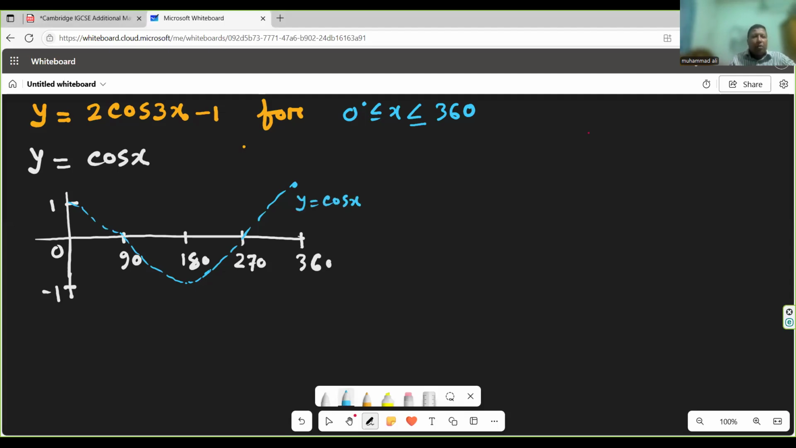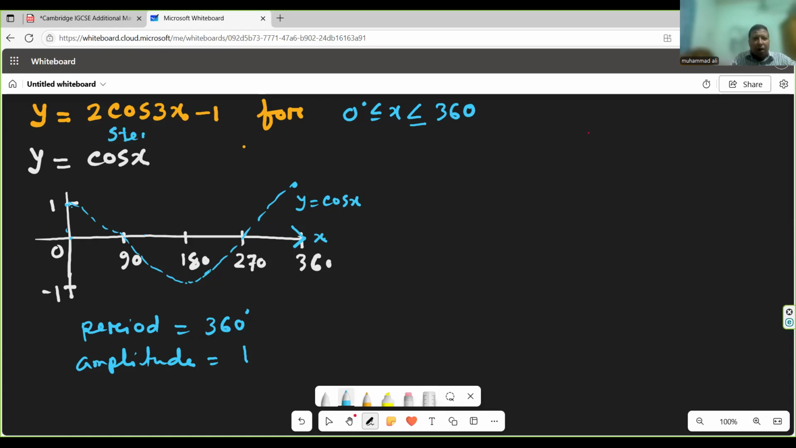In this curve, the period is 360 degrees, because after 360 degrees it will repeat itself. And amplitude will be 1, because amplitude is the distance between the maximum point or minimum point from the principal axis. Here the principal axis is x. From here, the maximum point distance is 1. So for this curve, for this function, amplitude will be 1. So this is step 1.